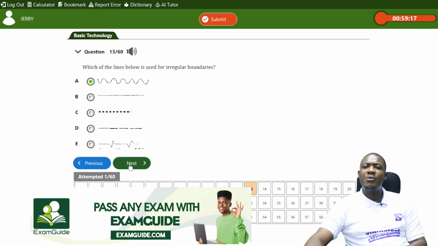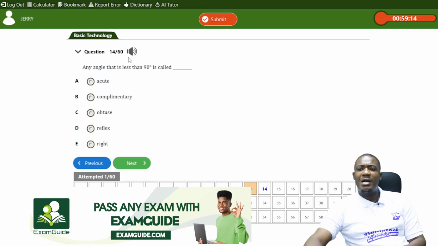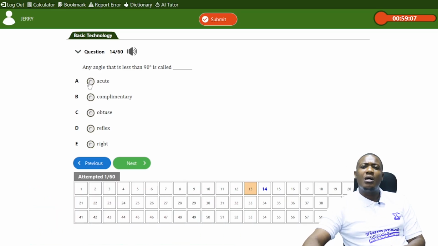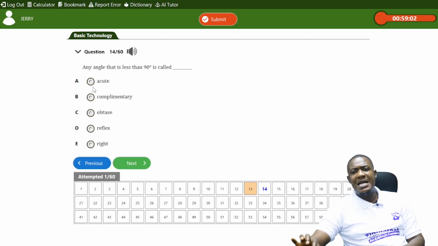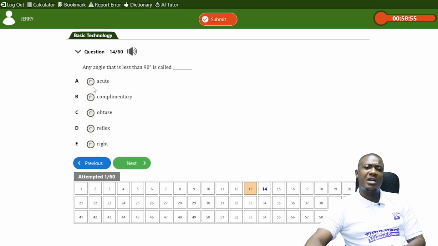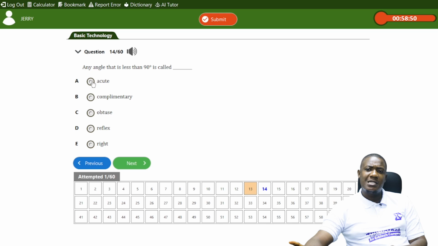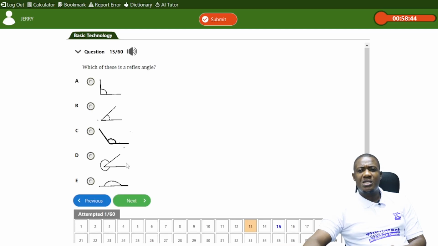Let's look at other questions from this. Any angle that is less than 90 degrees is called complementary, obtuse, reflex, right angle, or acute angle. Like we mentioned, an acute angle is an angle that is less than 90 degrees, but it is greater than 0. Please take note of that. 0 means no angle. Okay, so angle 1, for example, is an acute angle. Angle 89.9 is an acute angle.